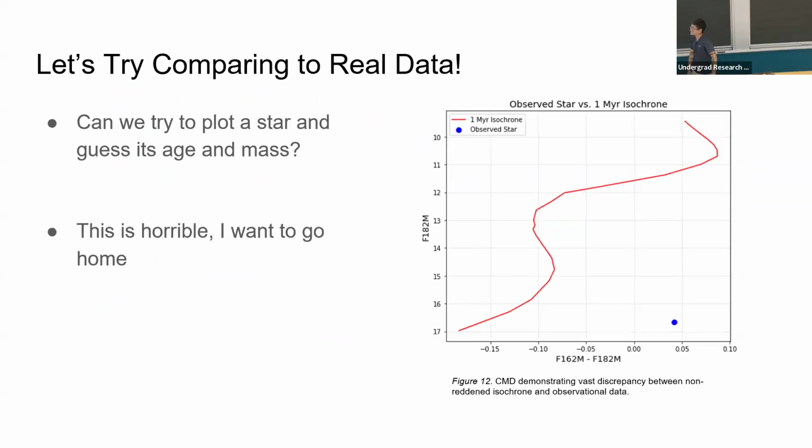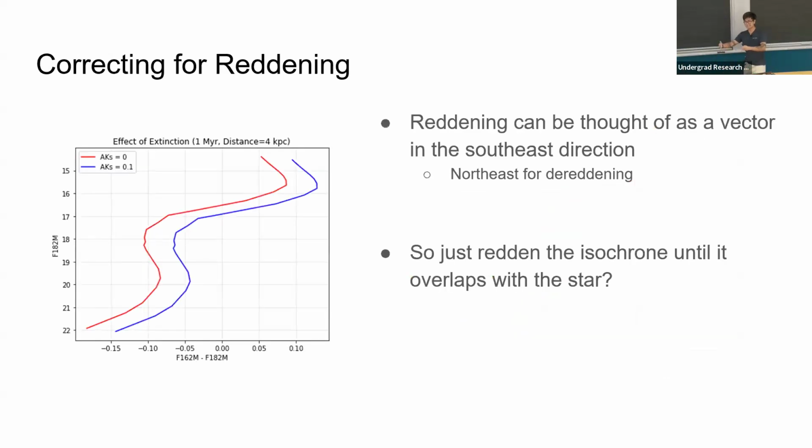Oh, it's not even close. Okay, so the reason why that happened is because there's a lot of gas and dust between us and a star, and dust has the propensity to absorb higher energy photons, so that causes it to look more red, because those are lower energy photons, so we call that reddening. You can also call it extinction. I'll use those interchangeably.